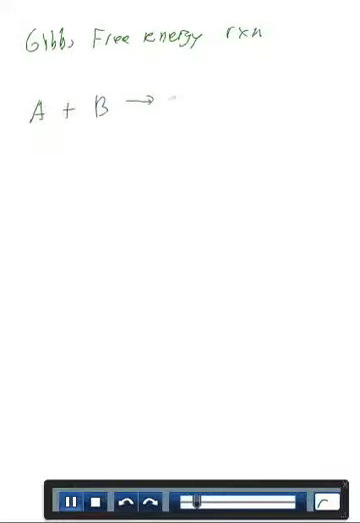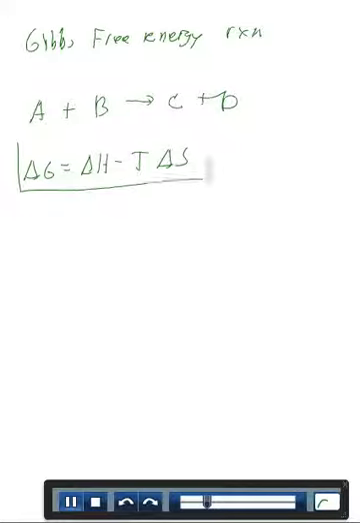So now let's consider the Gibbs free energy of, say, a chemical reaction. So if we have some reaction, we can calculate the Gibbs free energy of the reaction by its definition, delta H minus T delta S, as we saw before. This is an important equation that you want to know and be able to use.